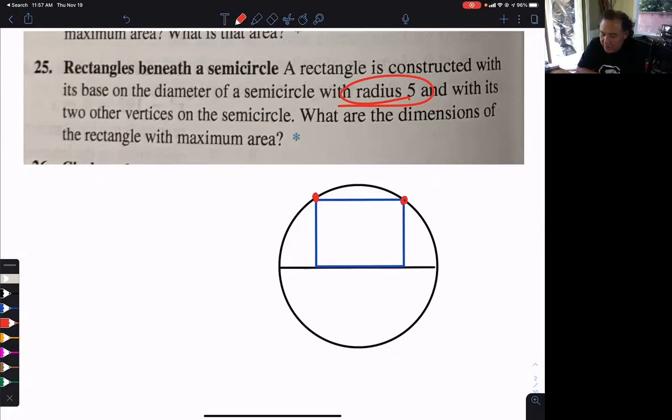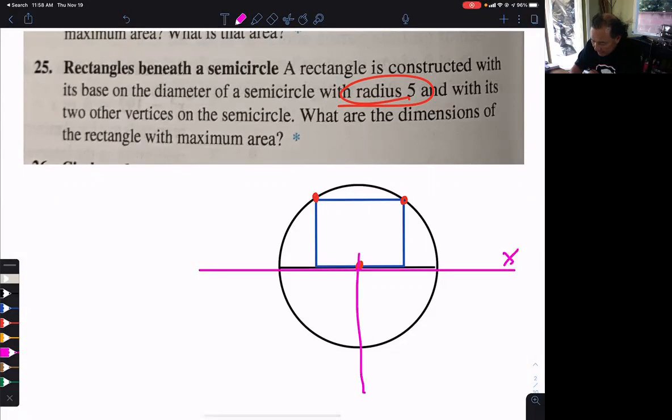So we need an area formula. So how are we going to do this? I need a center. So here's what I'm going to do. I have to create a coordinate grid. And how do you choose a coordinate grid? Well, choose it wisely. I claim that's my x-axis, and that's my y-axis.